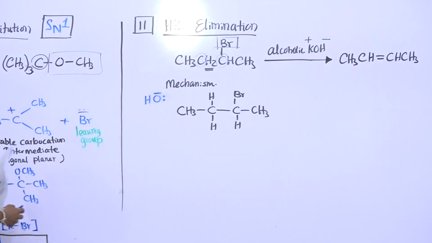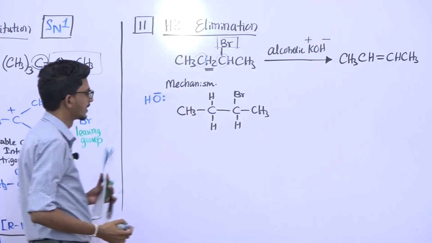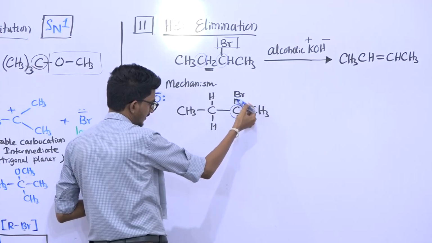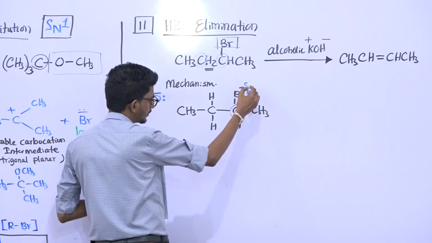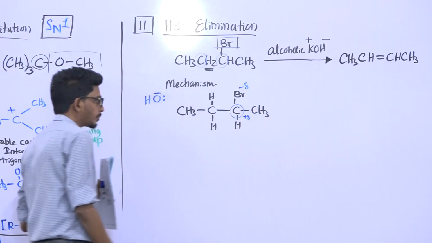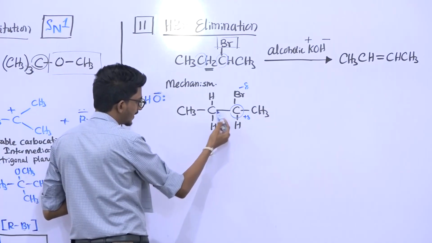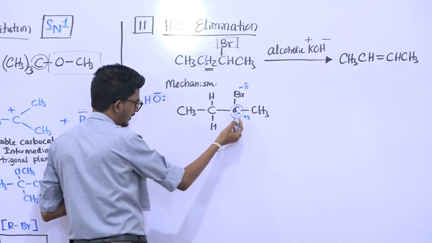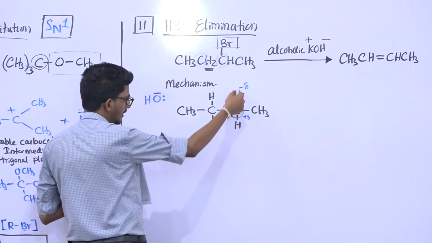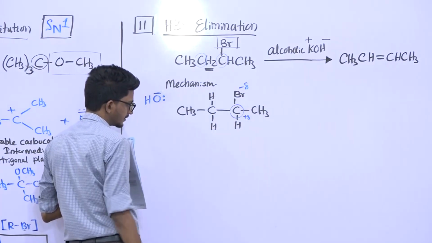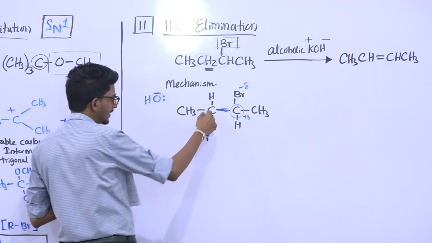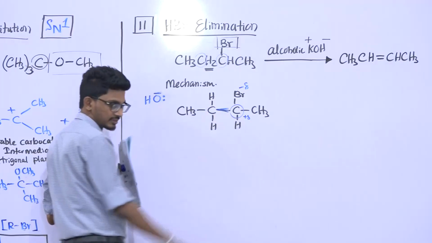Hari what will happen? As this one is delta negative, this becomes delta positive already. So these electrons will attract towards this carbon. This carbon's bonded electrons will attract towards this carbon because this carbon feels some deficiency because of the attraction of electrons by the halogen. So ultimately this carbon will feel some electron deficiency of one bond.